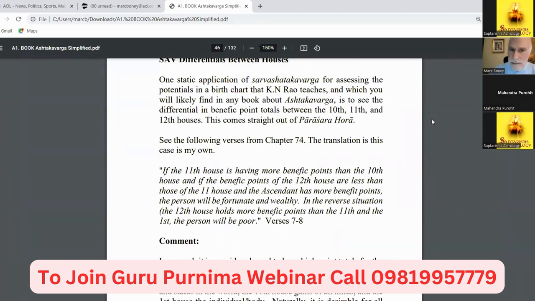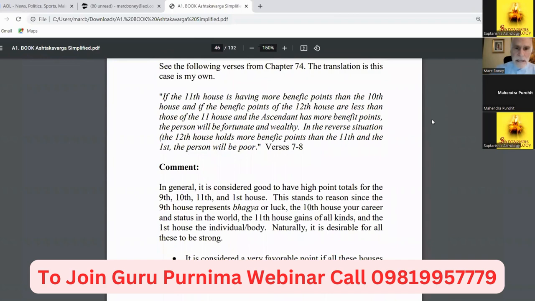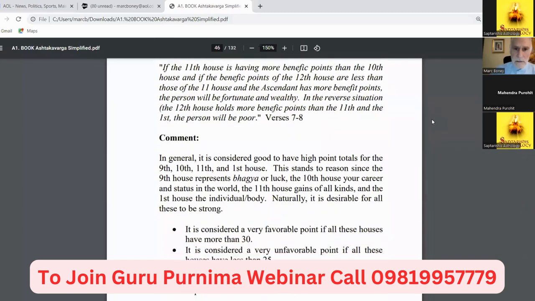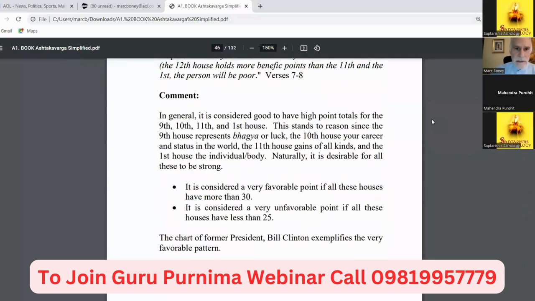It says, if the 11th house is having more than the 10th house, and if the benefic points of the 12th house are less than those of the 11th house, and the ascendant has more benefic points, the person will be fortunate and wealthy. And the reverse situation would be true. So in other words, it's saying that in general, it's good to have a high point total for the 9th, 10th, and 11th house. The 9th is the house of Bhagya, your luck. The 10th house is Karmasthana, your activity in the world. And your 11th house are the gains from that. And of course, the first house relates to you as an individual. So it stands to reason that if the point totals are high, that's favorable.